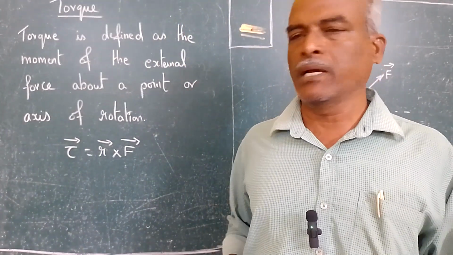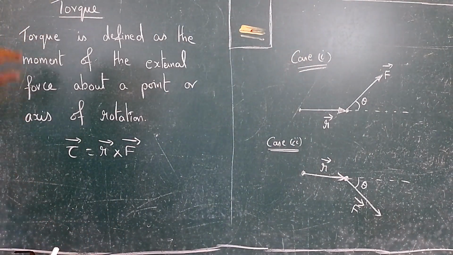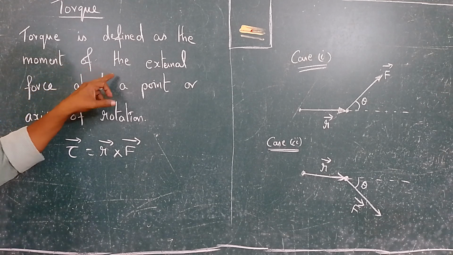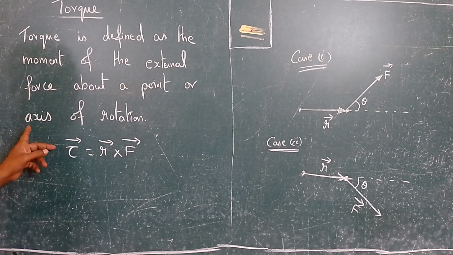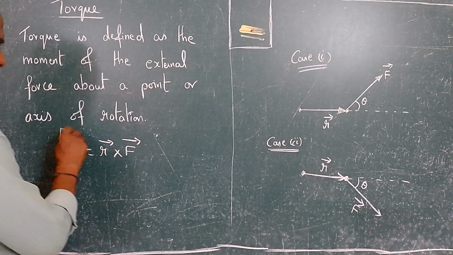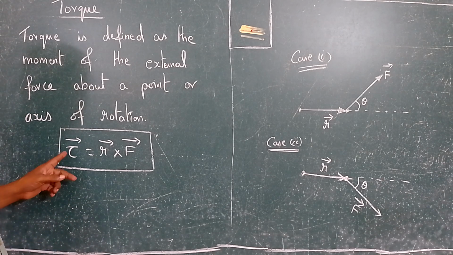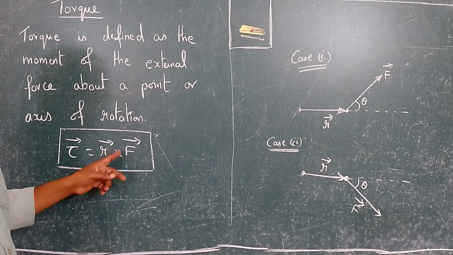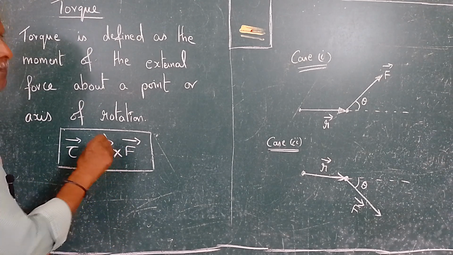Today we are going to see about torque. Torque is defined as the moment of the external force about a point or axis of rotation. So torque is a vector quantity. It is represented by tau is equal to r vector cross product with F vector. So this means it's a cross vector product.